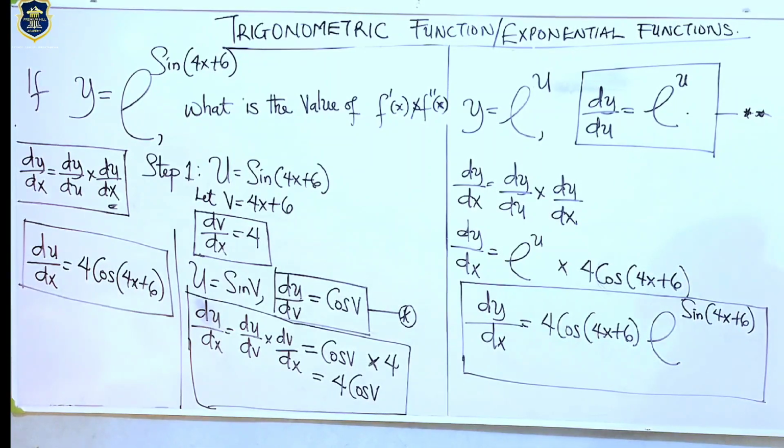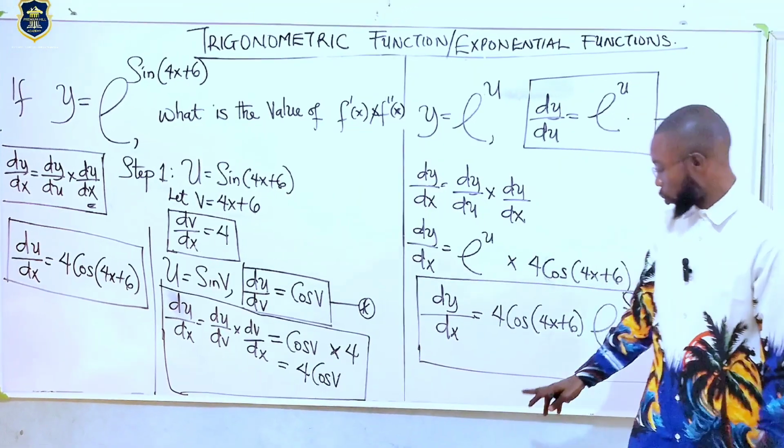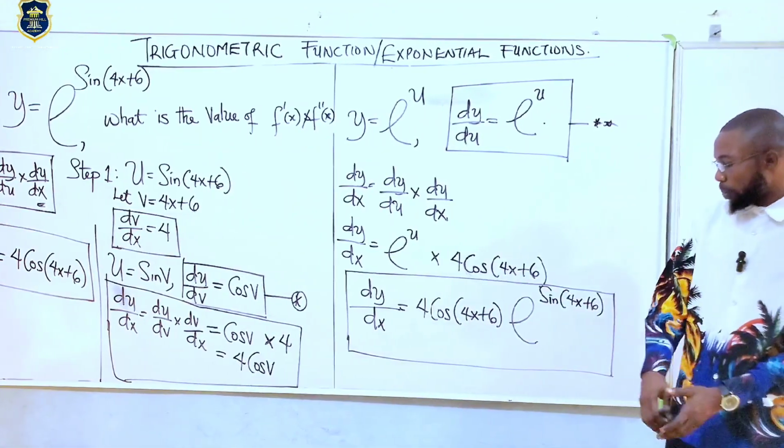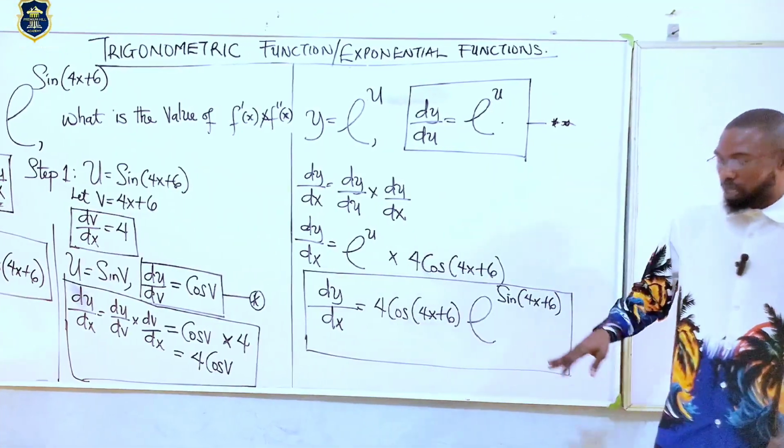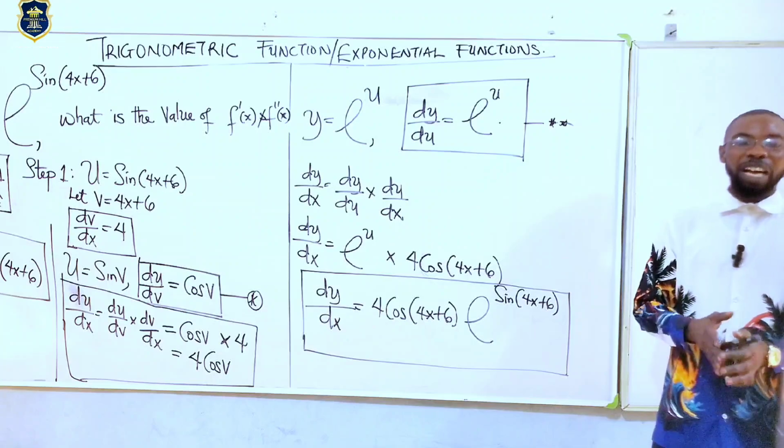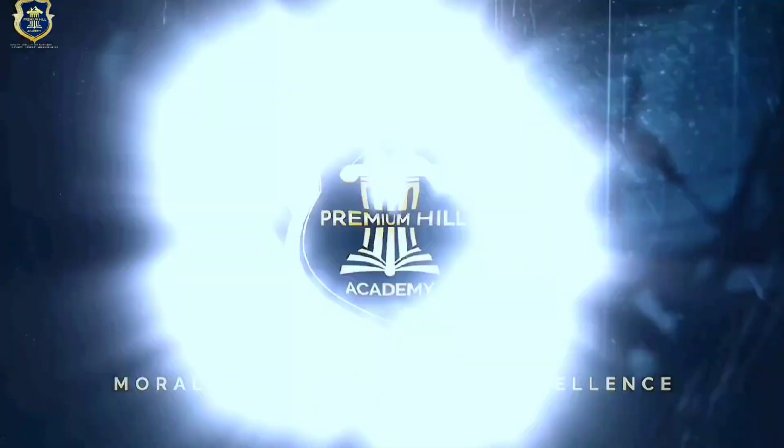In the next video, we're going to do the second derivative of this function, whereby we'll replace this with u and this with v and form a product rule with it.